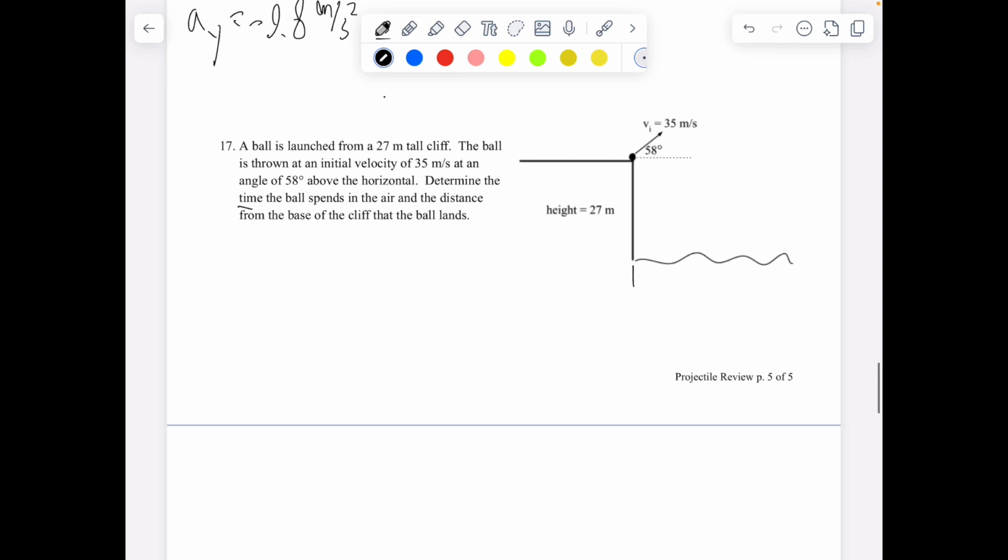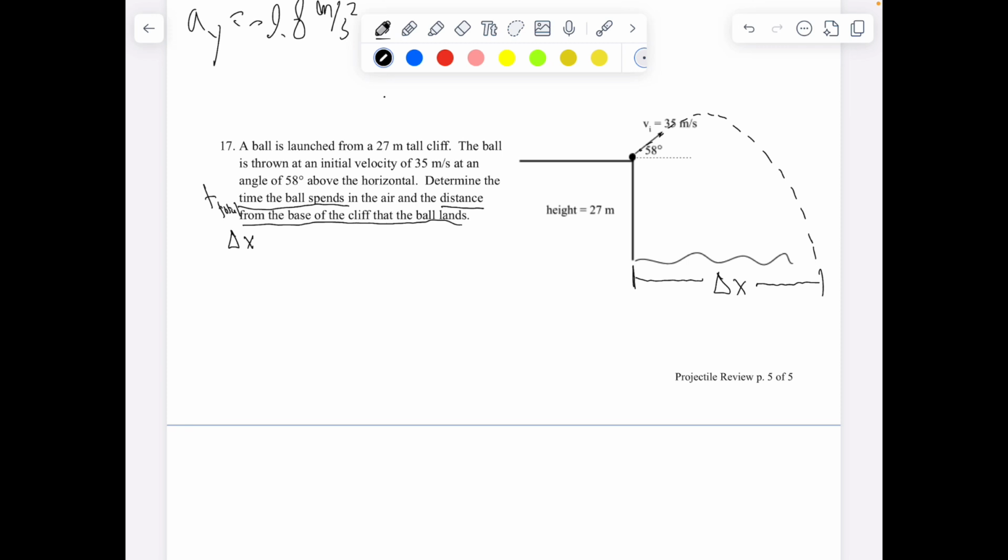We want to determine the time the ball spends in the air, so that's our time, the total time in particular, and we want to find out the distance from the base of the cliff that the ball lands. So we know it's an angled launch. It's going to follow a parabolic trajectory, like so, all the way down to the ground. This distance, all the way to where it lands, is going to be our delta x. That's what we want to solve for. That's the distance from the base of the cliff that the ball lands.